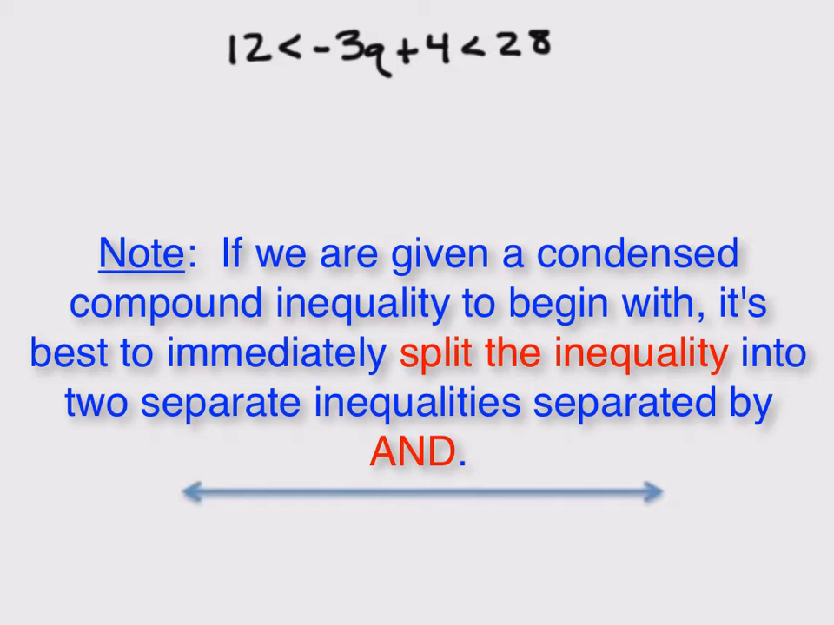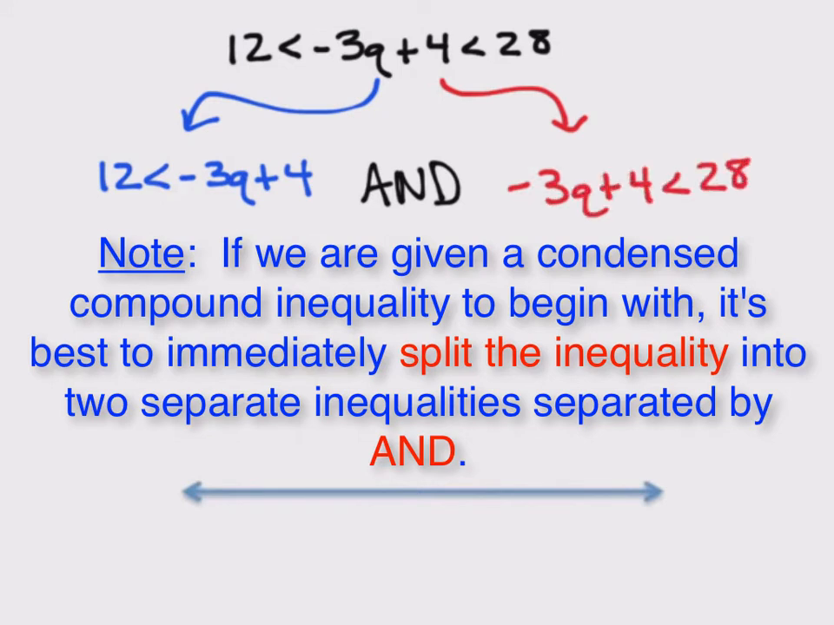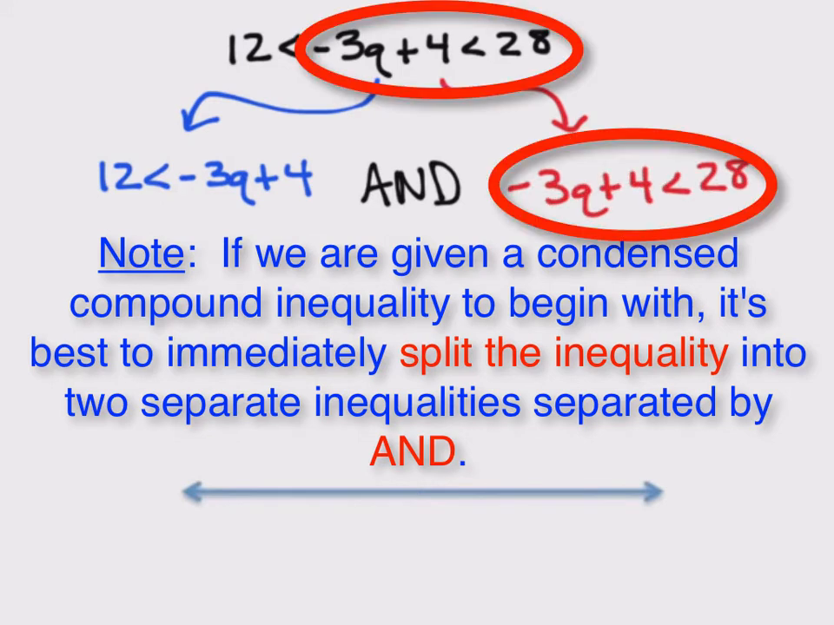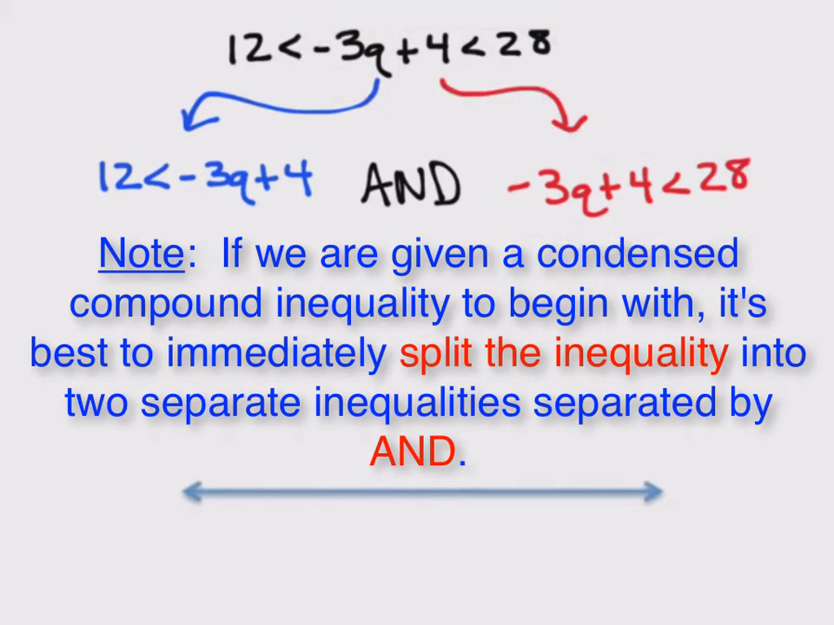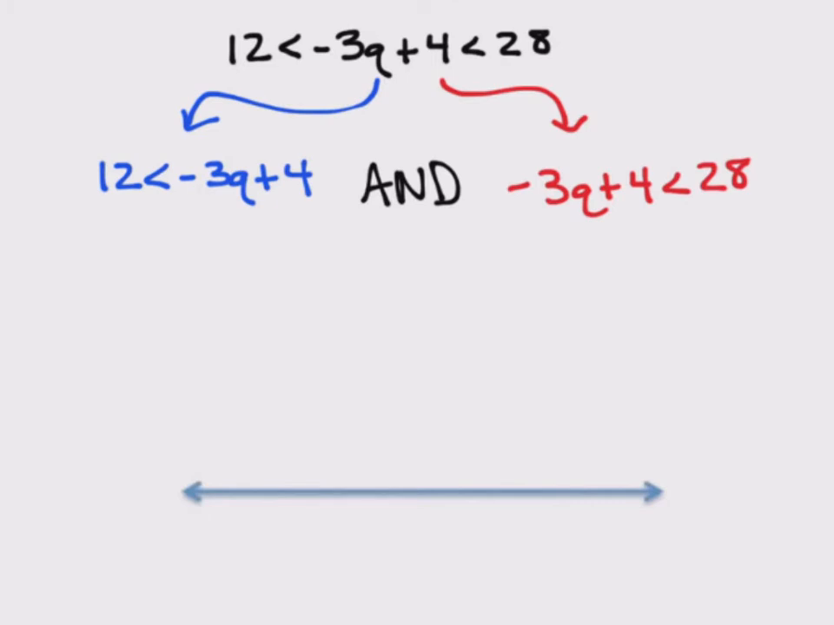In this case, we're looking for values of Q such that 12 is less than negative 3Q plus 4, and negative 3Q plus 4 is less than 28. Now, just like before, we're going to solve each of these inequalities individually, graph them on the number line, and find our solution to this compound inequality. So, why don't you pause the video now, give this a try, and when you're done, play the video, and let's see how it went.